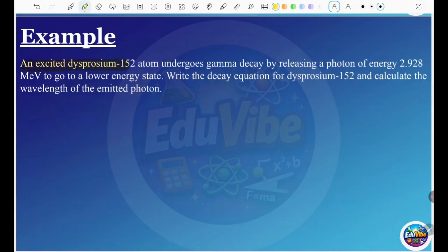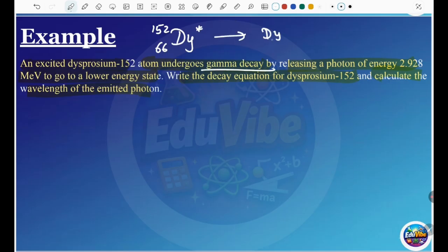A dysprosium-152 atom undergoes gamma decay by releasing a photon of energy 2.928 MeV to go to a lower energy state. Write the decay equation for this and calculate the wavelength of the emitted photon. So this is a gamma decay, and dysprosium is noted by Dy. We write Dy 152, which has atomic number 66. We have to put the star on this, and as the gamma decay occurs, we get the same thing. So that's all you can make.